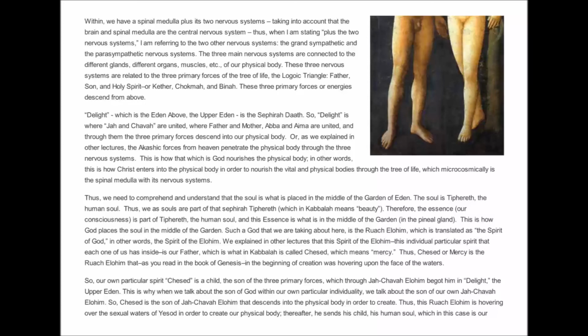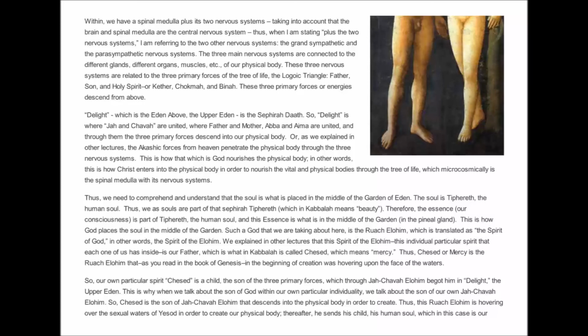This is how you explain and understand that God places the soul in the middle of the garden. This God that we are talking about here is that Ruach Elohim, which is translated as the Spirit of God, or the Spirit of the Elohim. We explained in other lectures that this Spirit of the Elohim, this individual, particular spirit that each one of us has inside, is our Father. This Father is what in Kabbalah is called Chesed, which means mercy. This Chesed or mercy is the Ruach Elohim that in the beginning was hovering upon the face of the waters, according to the book of Genesis.